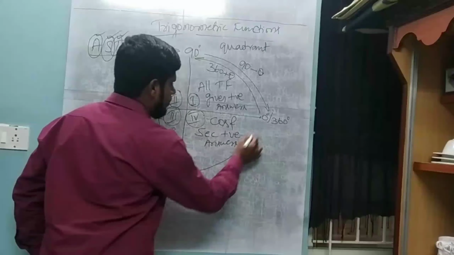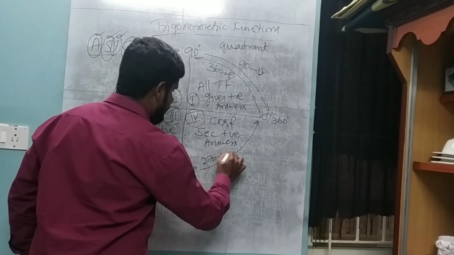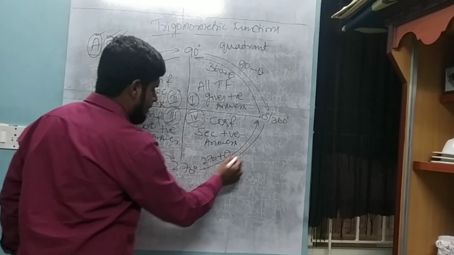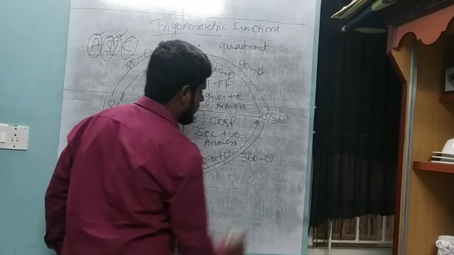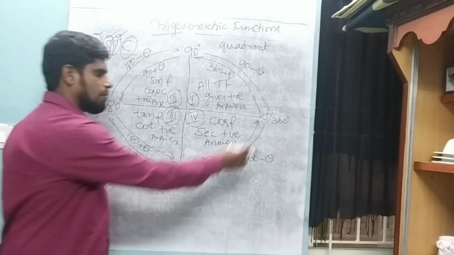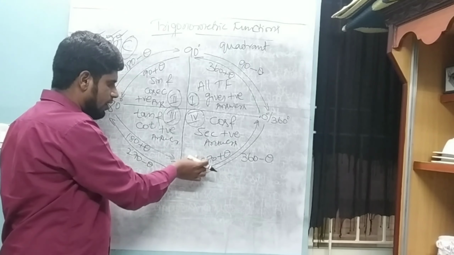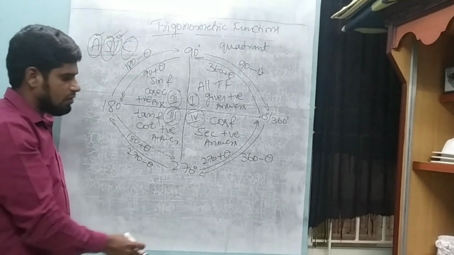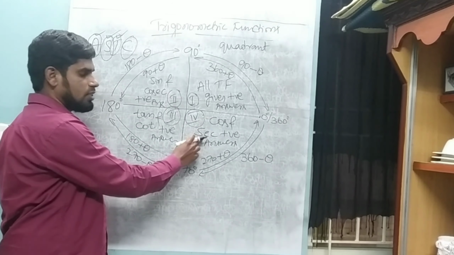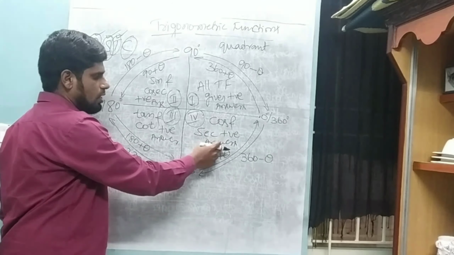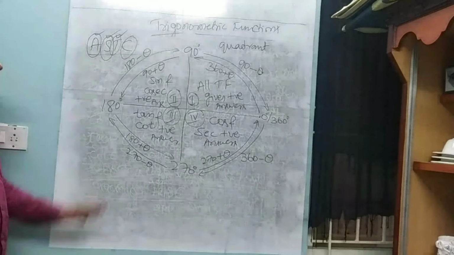So this quadrant can be represented by 270 plus theta or 360 minus theta. If I remove something from 360, it will automatically come in the fourth quadrant. Or if I add something to 270, it will also come in the fourth quadrant. And in the fourth quadrant, cos function and secant function give positive answers, and the other four functions give negative answers. So student, this is ASTC rule.